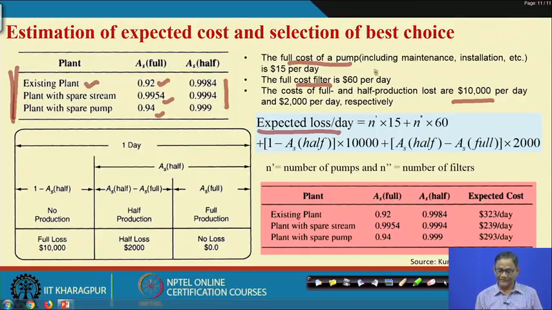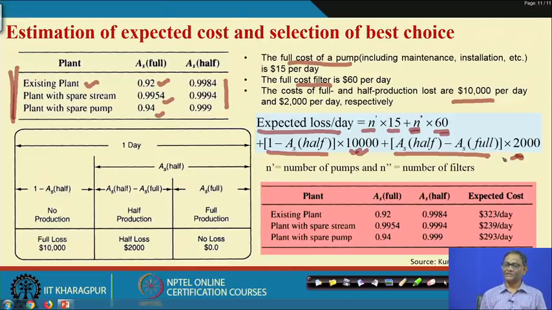So, the formula is, first, the number of pumps into cost of pump, plus number of filters into cost of filter, plus probability of no production into cost of no production, and probability of half production into cost of half production. So, with this formula you will be able to find out the expected loss per day. Now, how do you find out these three things?